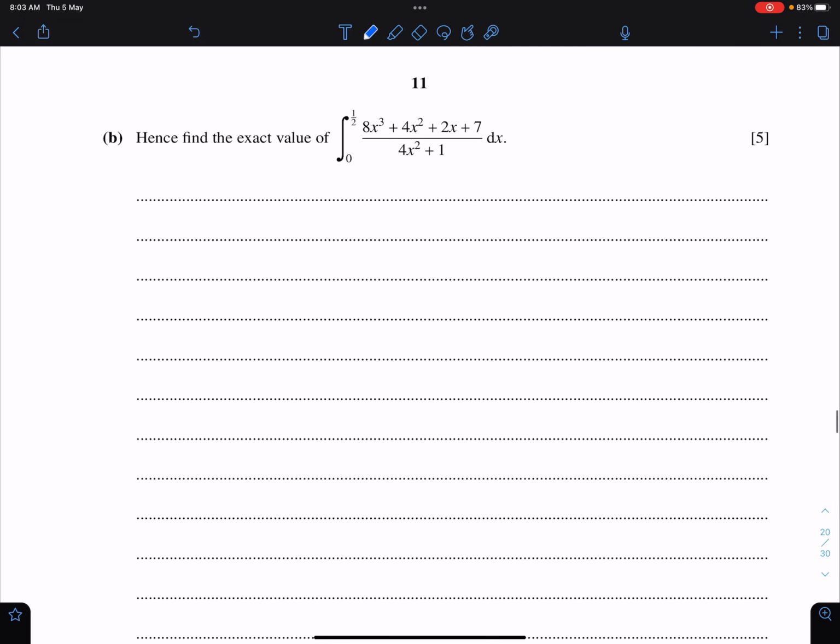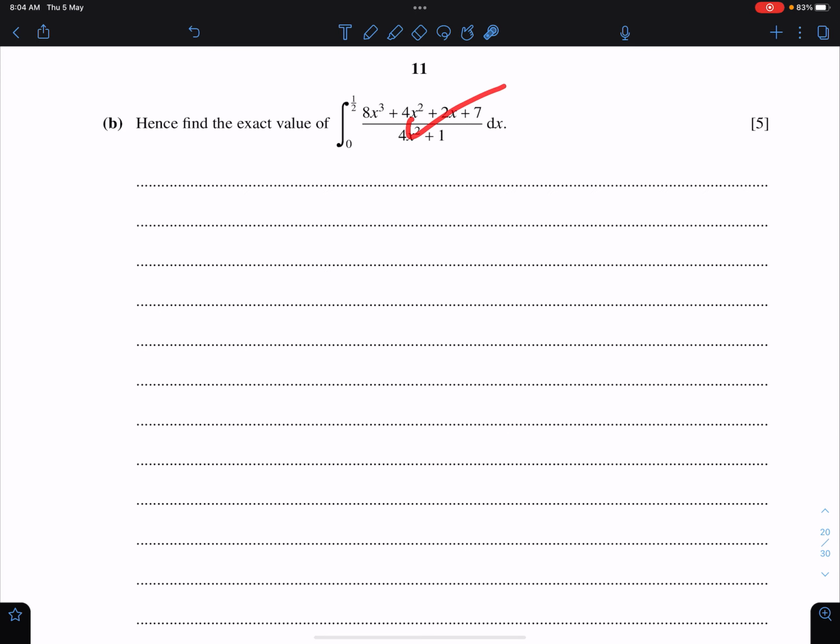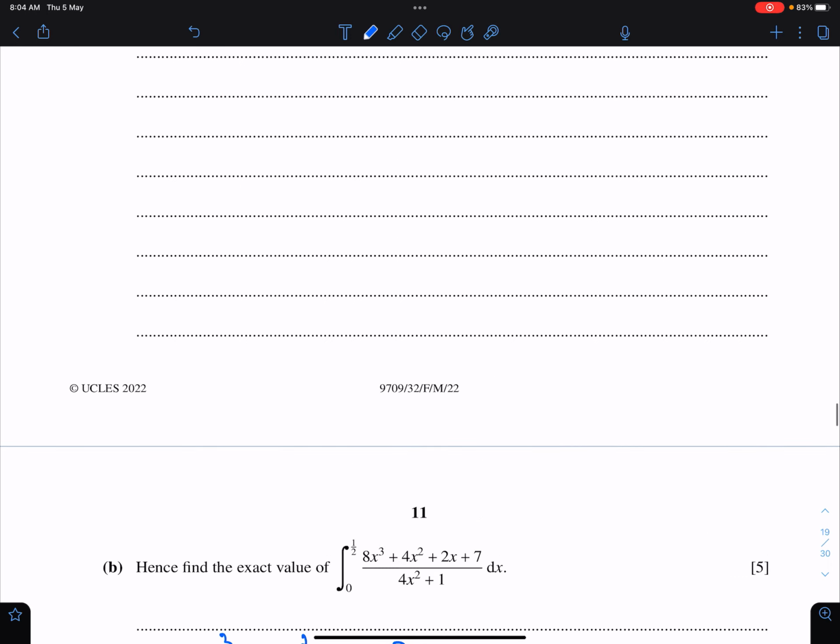The next part of the same question, hence find the exact value of this. Number 1, we have to express this fraction in remainder theorem form. 8x cube plus 4x square, 2x plus 7, 4x square plus 1. Well, this is the remainder theorem. Dividend over divisor is equal to quotient plus remainder over divisor.